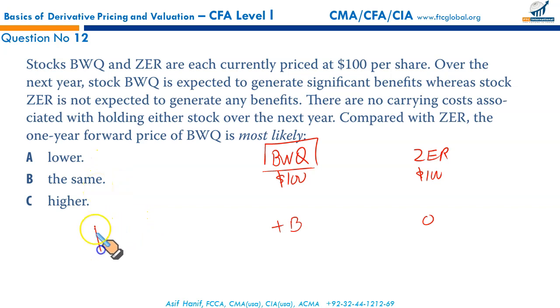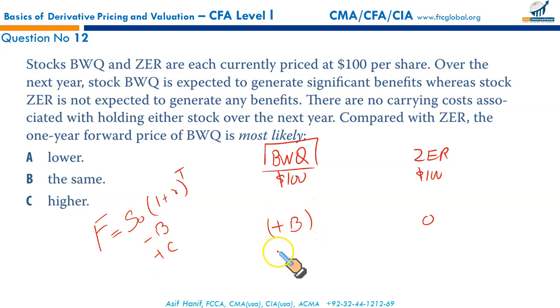We know from our reading that the forward price is basically found by compounding the spot price by the risk-free rate for the period and then subtracting any future value of benefit and adding any future value of cost. So basically the benefit is deducted, the cost is added, which means the forward value of BWQ is going to be lower than ZER.